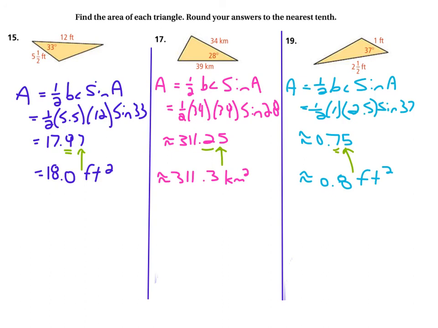This formula is really brilliant. I'll write it one more time at the bottom so you have it. Area equals 1/2 BC, which those both stand for the two sides you know, and then the sine of A, which is the included angle. Anytime you can use that, feel free to use it instead of doing some other more complicated method.